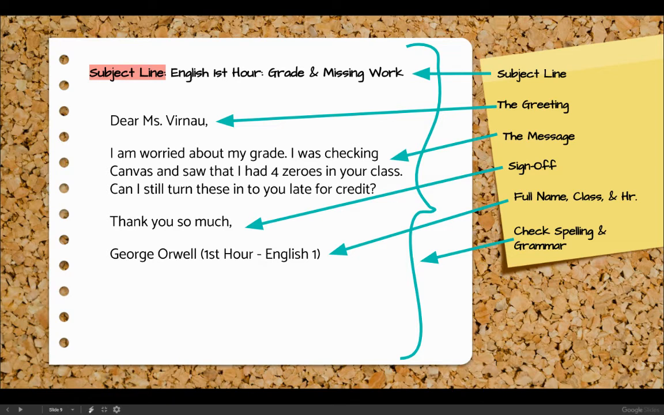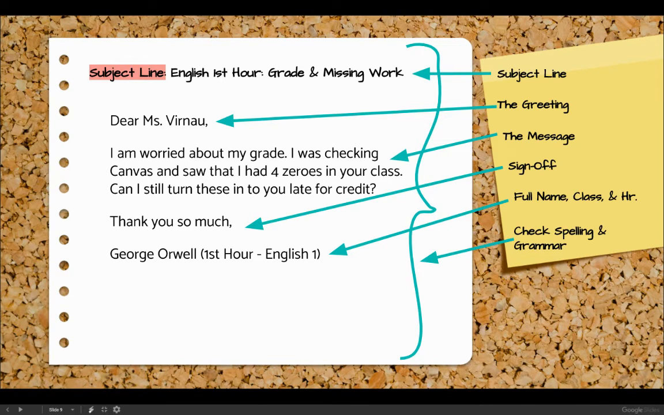Here's another one. Their subject line says English 1st hour, grade and missing work. Dear Miss Renaud, I am worried about my grade. I was checking Canvas and saw I had 4 zeros in your class. Can I still turn these in to you late for credit? Thank you so much. George Orwell, 1st hour, English 1.